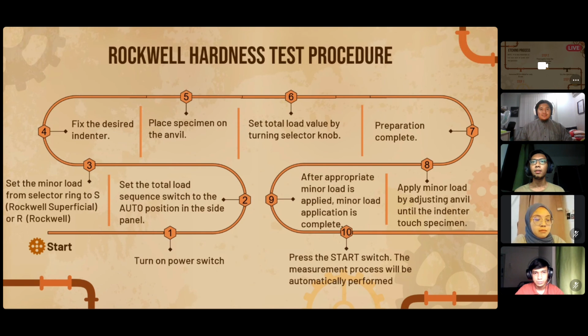5. Place specimen on the anvil. 6. Set total load value by turning selector knob. 7. Preparation complete. 8. Apply manual load by adjusting the anvil until the indenter touches the specimen. 9. After appropriate minor load is applied, minor load application is complete. 10. Press the start switch. The measurement process will be automatically performed.